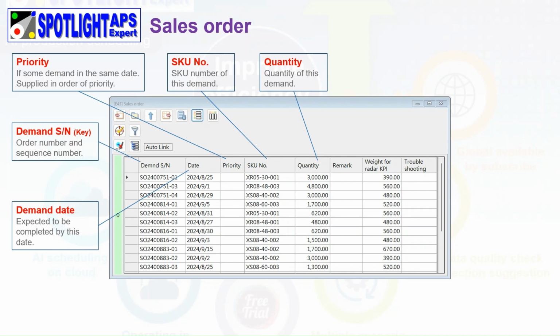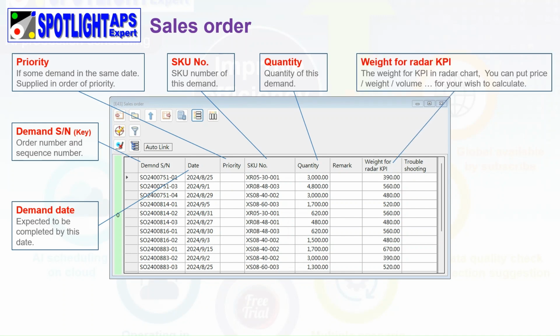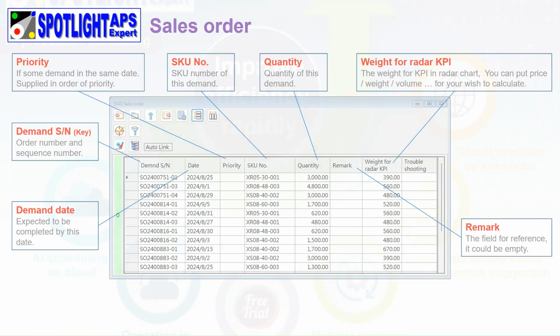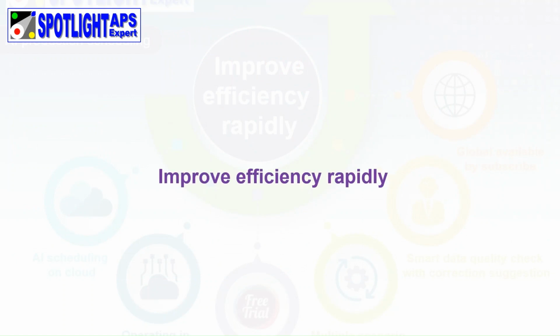Field, wait for radar KPI, this field value will be calculated in the radar chart. You can put any value as you wish. Field, remark, this field is for reference. It could be empty. Now, let's start the action to improve efficiency for your factory.